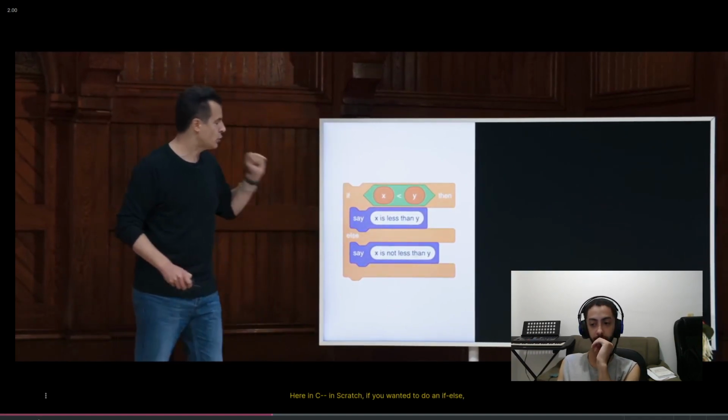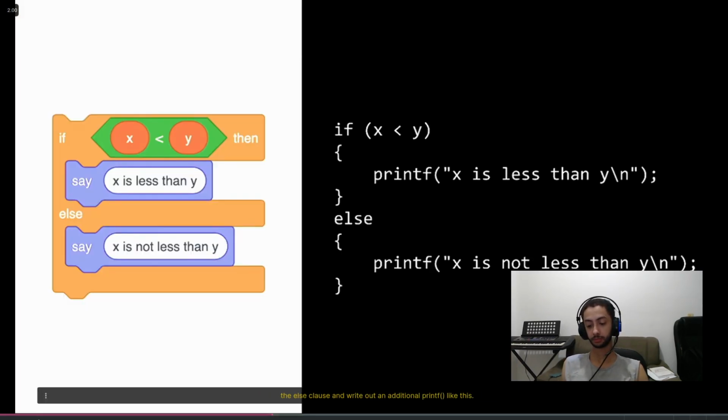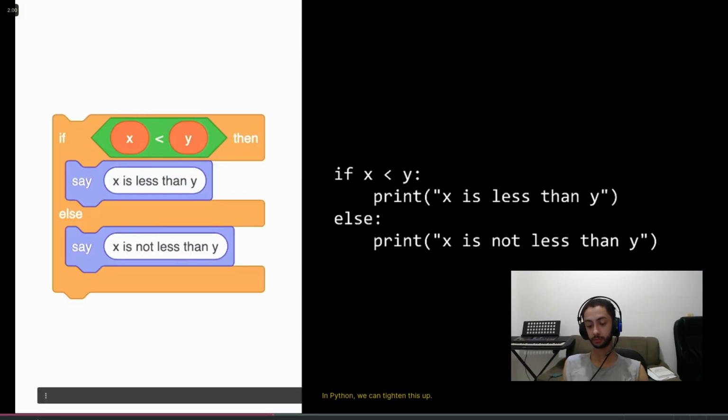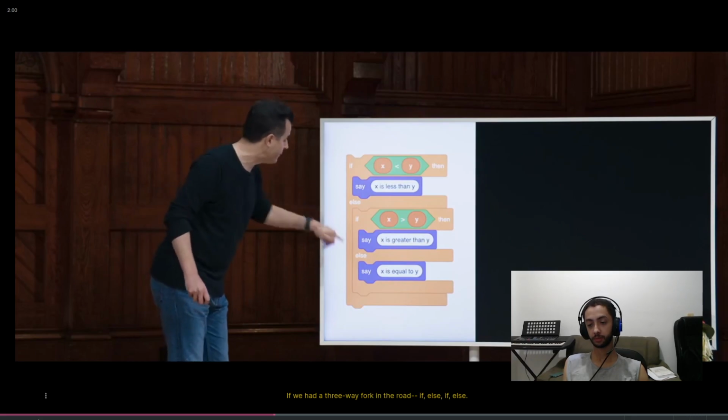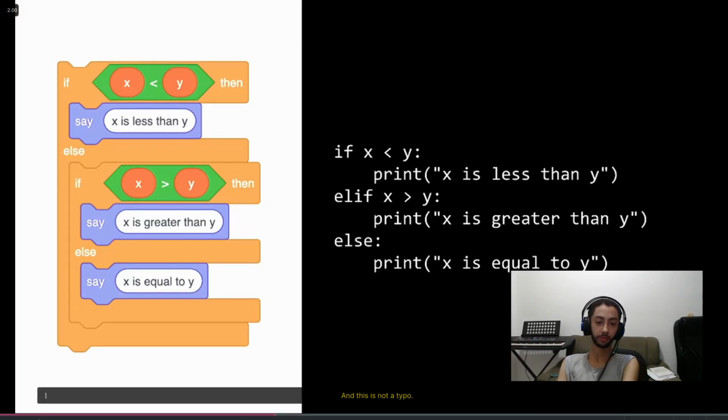Here in C, in Scratch, if you wanted to do an if-else, like we did back in week 0, in C, it's very similar to the if, except you add the else clause and write out an additional printf like this. In Python, we can tighten this up. If x less than y, colon, that's exactly the same. First line's the same. All we're doing now is adding an else and a second print line here. How about in Scratch? If we had a 3-way fork in the road, if, else, in C, it looks pretty much like that. If, else. In Python, we can tighten this up, and this is not a typo. What jumps out at you as weird, but you got to just get used to it. Yeah.